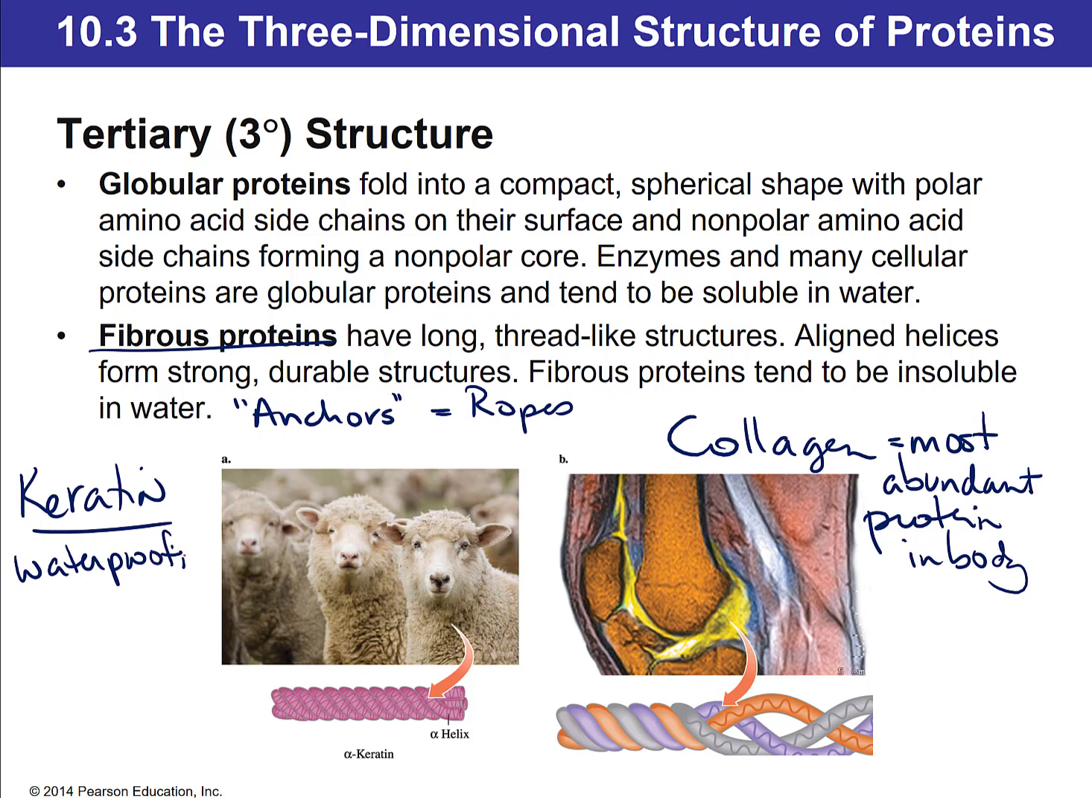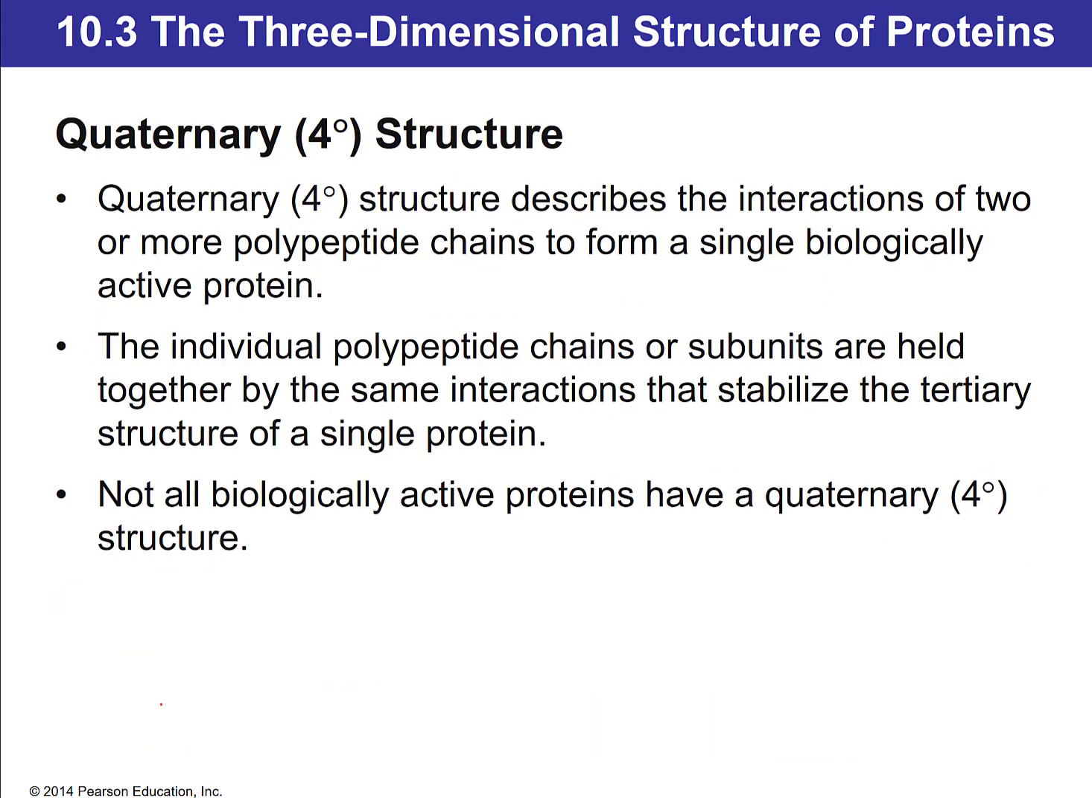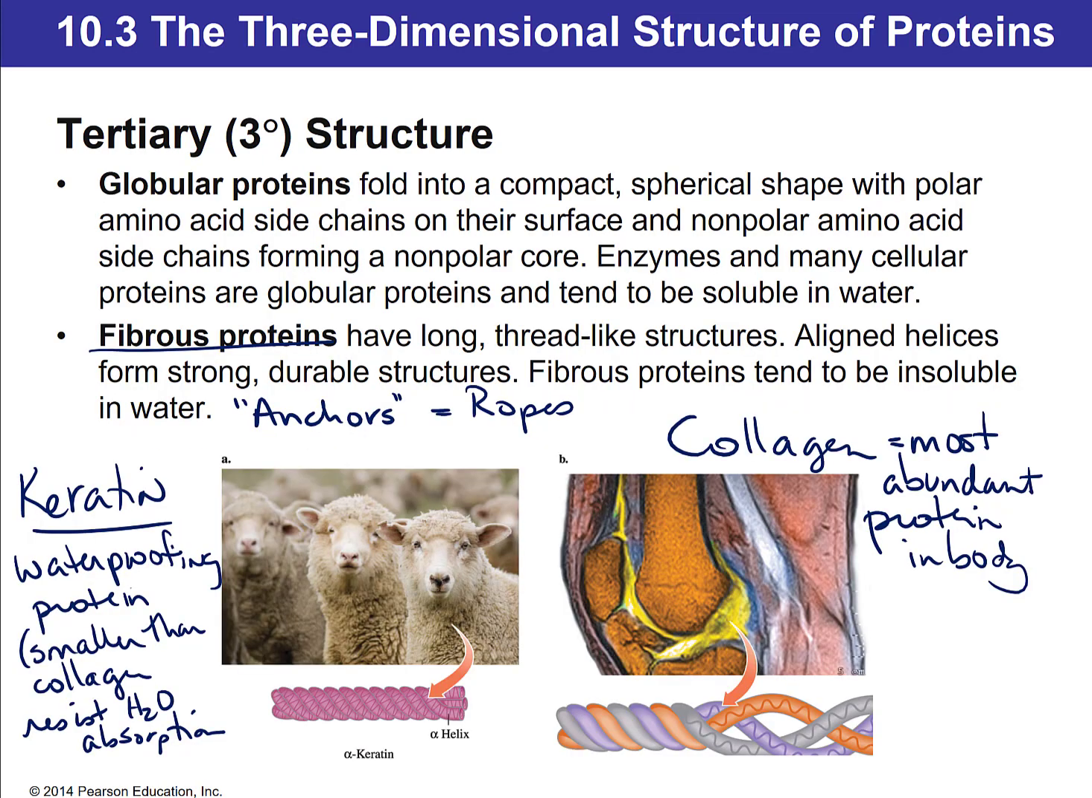They show sheep because sheep can stand out in the rain, and the keratin that makes up the lanolin in their coat, water just runs off of them. It literally won't soak in, it just runs off the surface. So it's a waterproofing protein. It's a little smaller than collagen, but it resists any water absorption. And that's how it keeps it dry. That's why your nails don't get dried out, and why the skin doesn't wash off when you take a bath. It's all that waterproofing that keeps water from coming through, but those are fibrous.